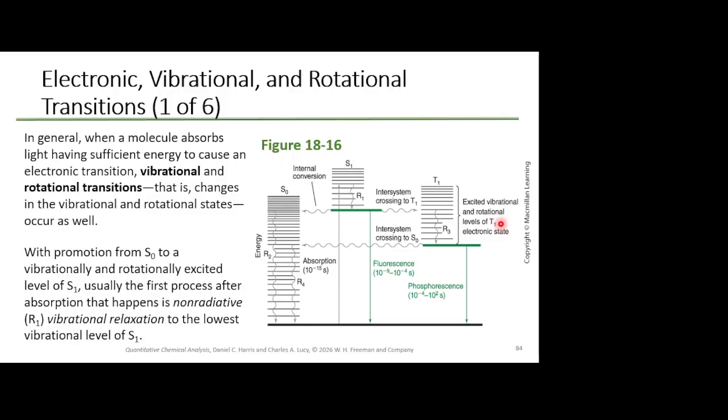So in general, when a molecule absorbs light having sufficient energy to cause an electronic transition, vibrational and rotational transitions, that is, changes in the vibrational and rotational states, are typically going to occur as well. This is why a lot of molecules absorb in ranges, like they absorb bands that have a little bit of thickness. If you've ever seen a line spectrum, you'll see they have a little bit of thickness to that yellow line, and a little thickness to the orange line.